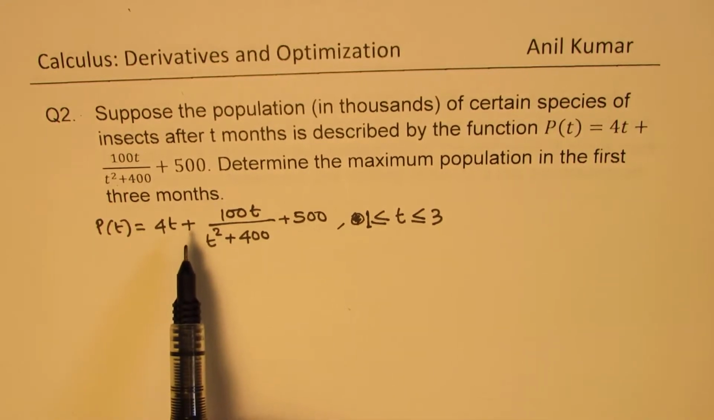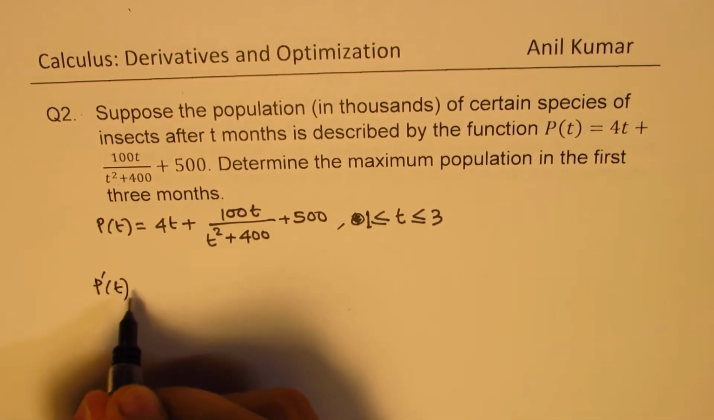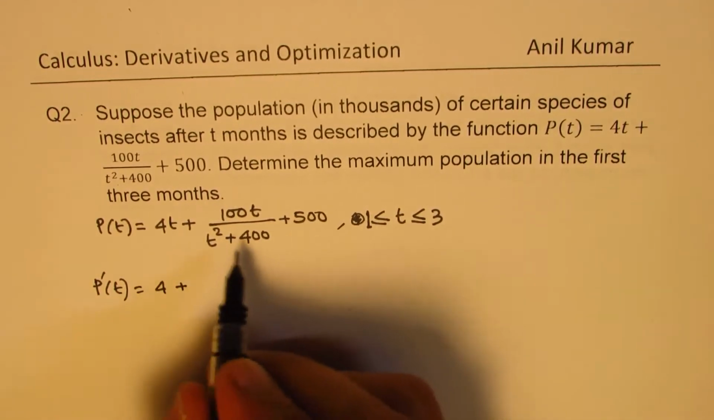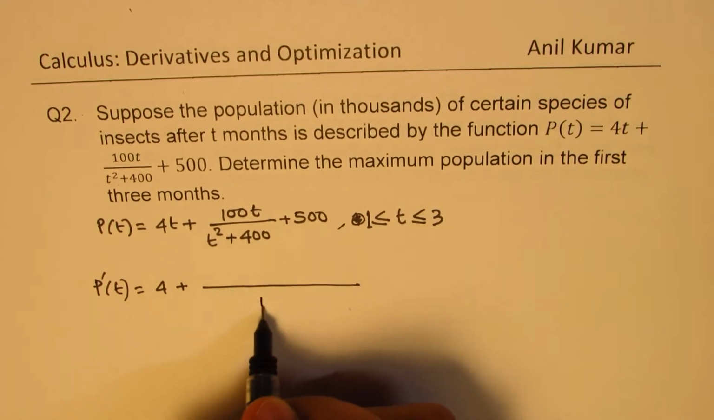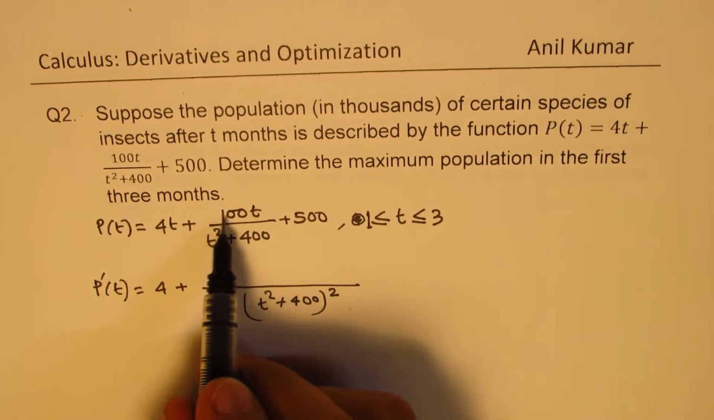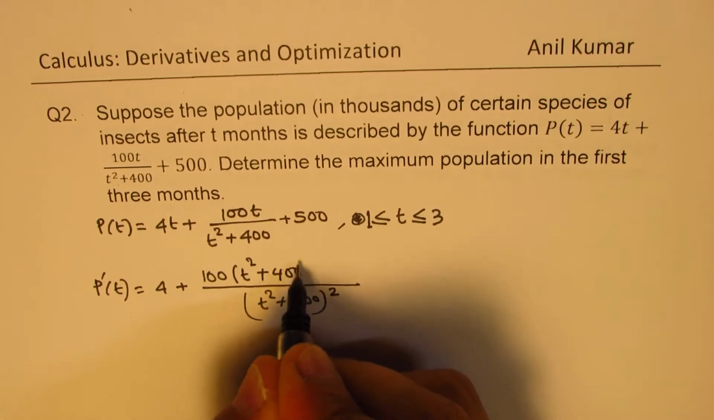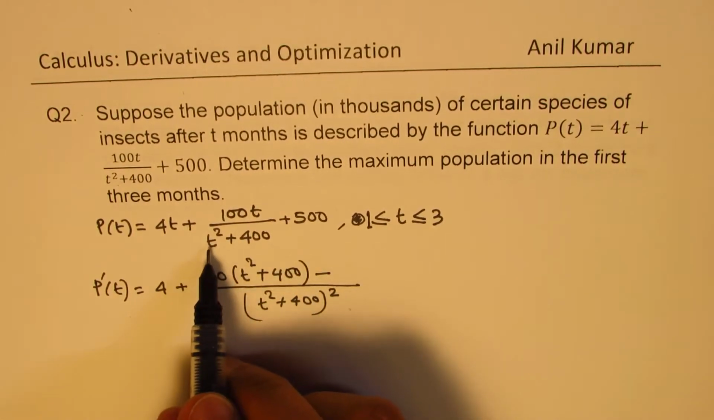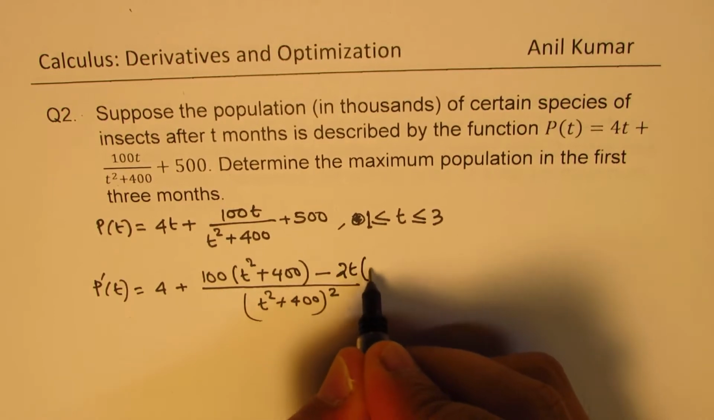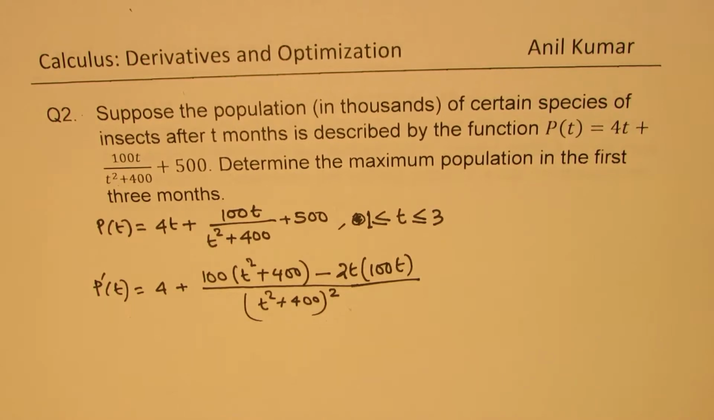Let's find the derivative so that we know what the critical numbers are. The derivative of this function is 4 plus the derivative of this part, which is t square plus 400 whole square. The derivative of 100t is 100, so it is 100 times t square plus 400 minus the derivative of the denominator, 2t times 100t. Correct. Now within this interval, do we have a critical number here?